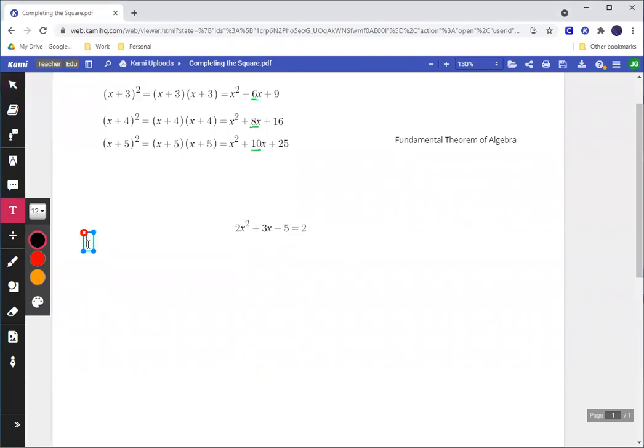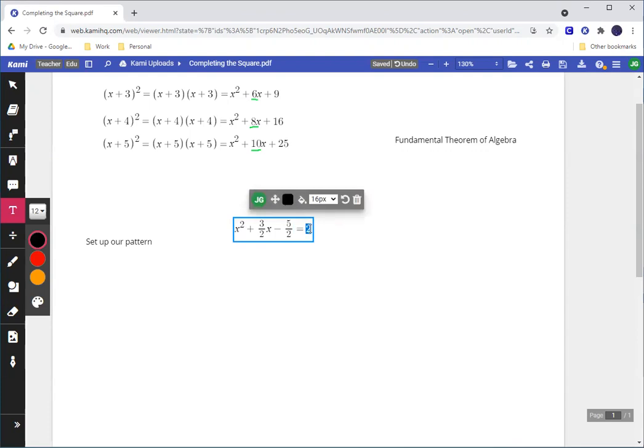So our first goal is to set up our pattern of a square. In order to do that, let's get rid of this 2 by dividing everything by 2. So 2 divided by 2 is going to be 1, which we can get rid of. 3 divided by 2 is just 3 halves. Negative 5 divided by 2 is negative 5 halves. And then 2 divided by 2 is 1.